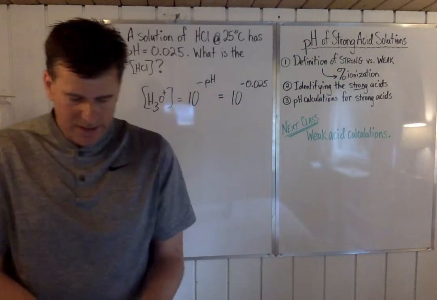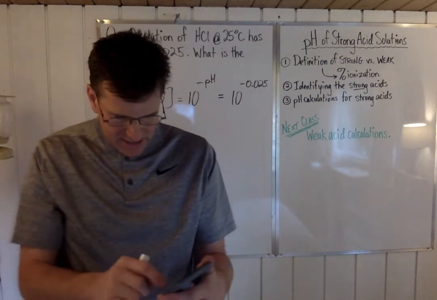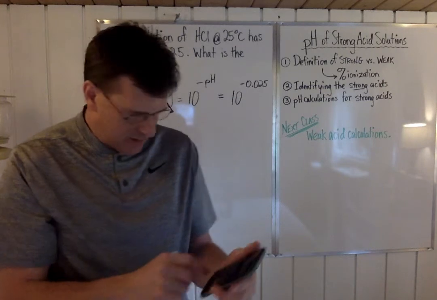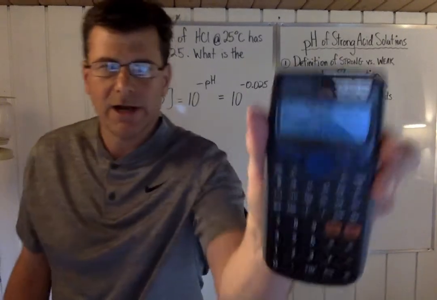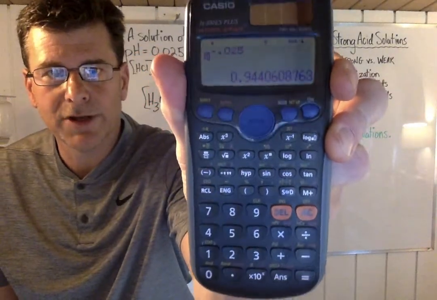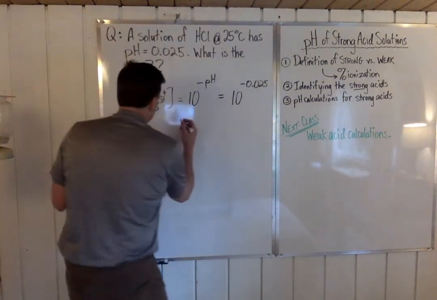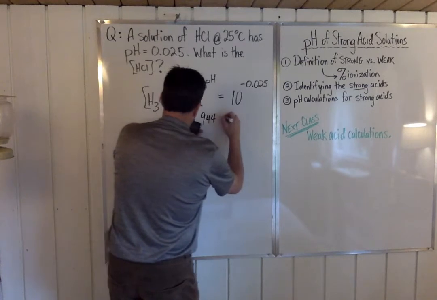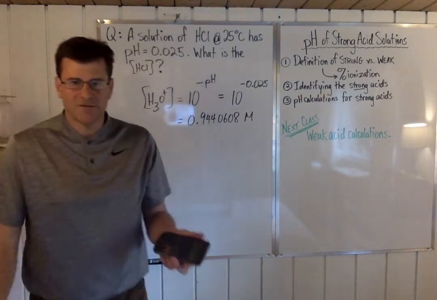So then I pull out my calculator and my glasses so I can actually see it. And I take 10 to the x, which on my calculator is shift, negative 0.025. And I get 0.94406. So this value is 0.9440608 molar. Now that's obviously too many sig figs.